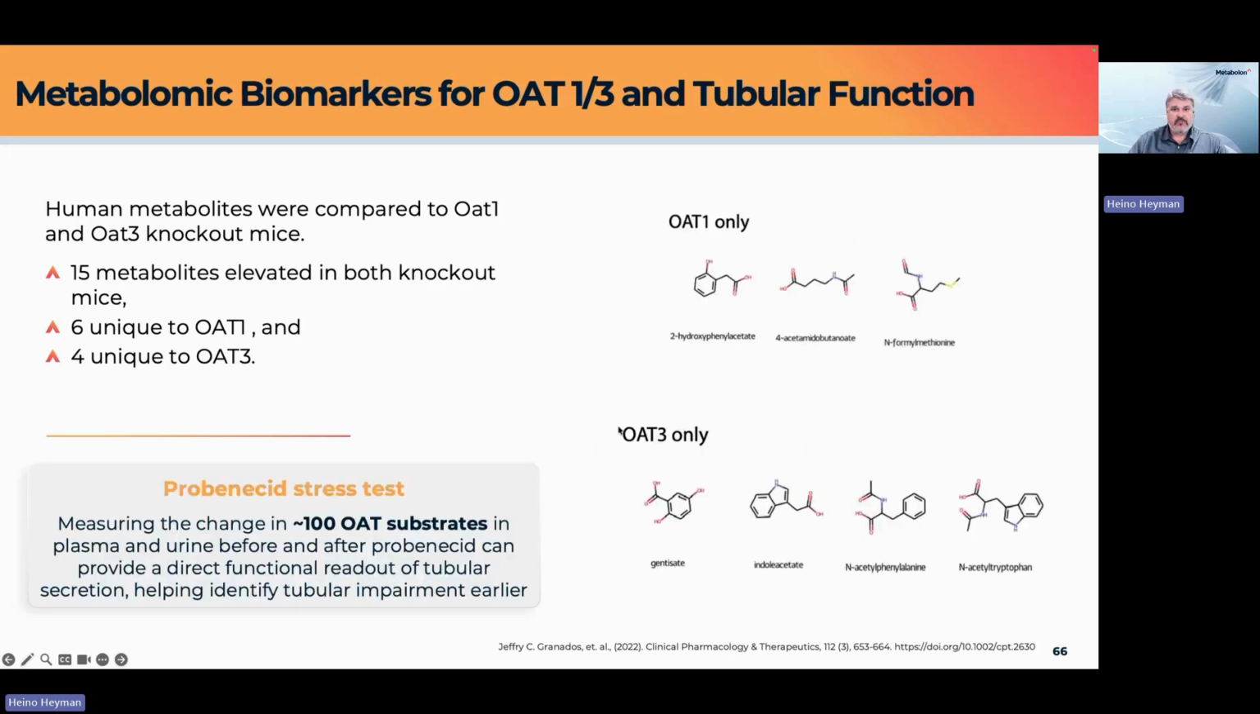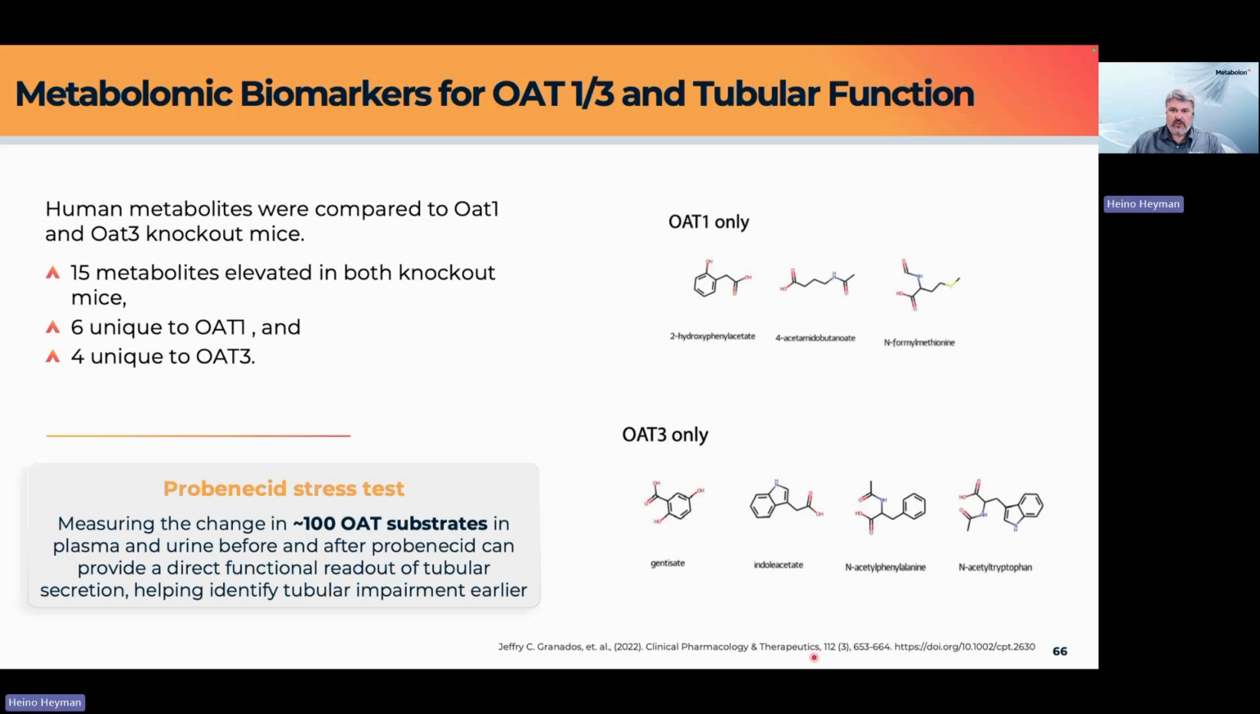And here are just some of those examples, being the OAT1 3 chemical structures, as well as OAT3 only, the 4 that were elevated in the OAT3 knockout mice.